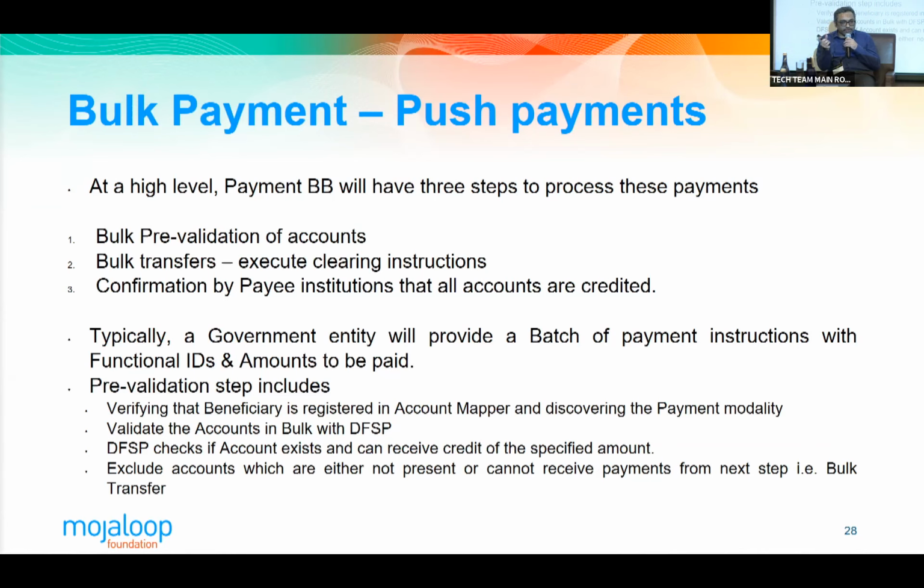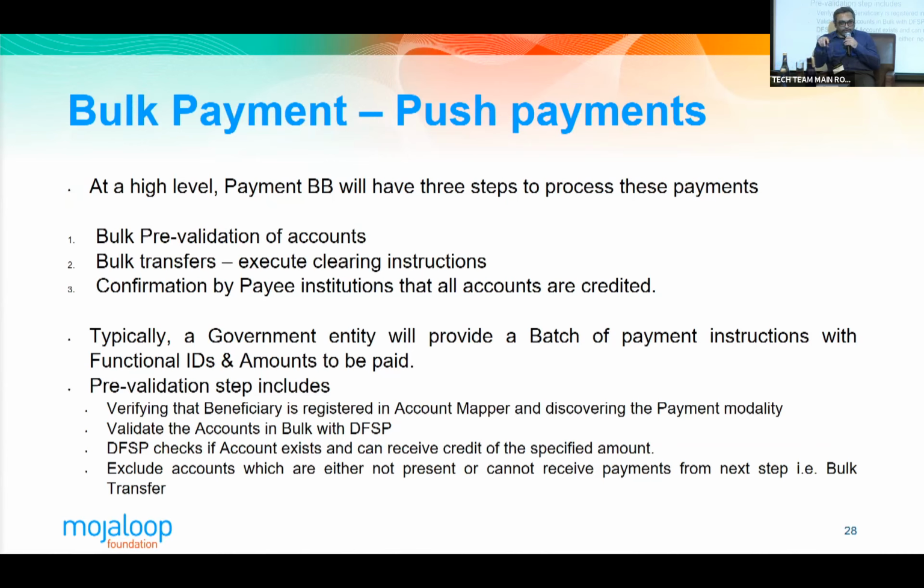We discover the payment modality attached to them, and then if it's account or mobile money, we send to the respective DFSP to validate them, who will check that the account exists and can be credited. So just the existence of the account is not enough, it also needs to apply all the business logic checks, because in most countries, mobile money accounts have an upper limit. So if someone is receiving social protection money or some other kind of social transfer and their account cannot take credit, those kinds of checks the FSPs have to apply.